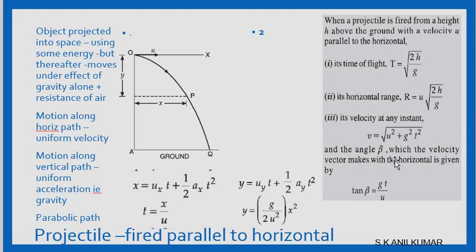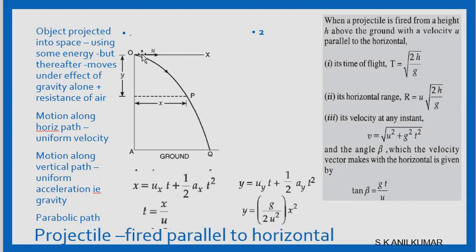This is the velocity at any instant. And the angle beta which the velocity vector makes with the horizontal, this is the horizontal. The angle at which it falls is the angle beta, and tan beta equals gt by u, gravity times time by initial velocity. So when we know tan beta, which is gt by u, we will know at what angle the projectile will come down. How far it will go and fall far away? The range R equals u into root of 2h by g. So these are the formulas that are used.